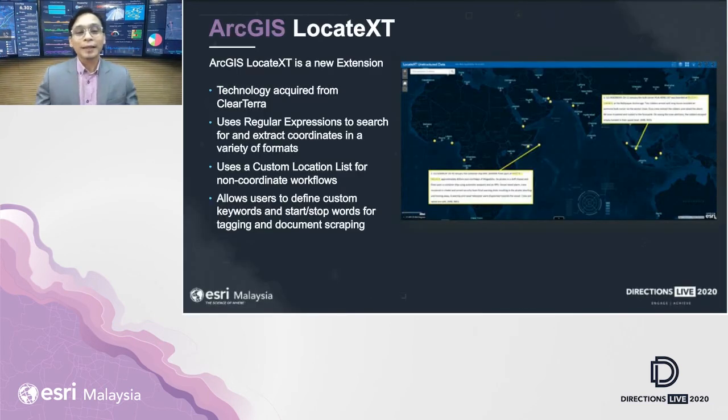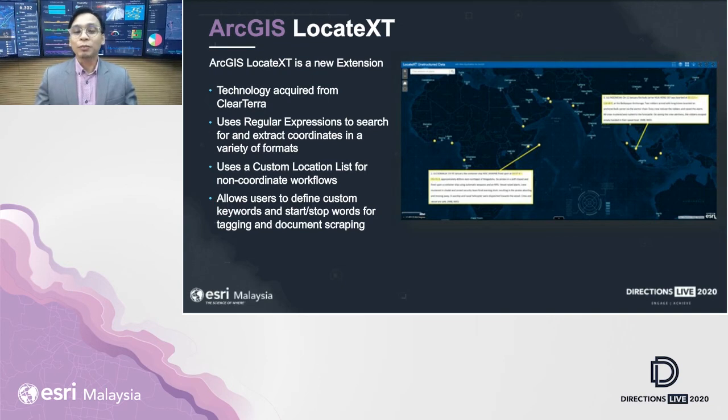ArcGIS LocateXT is an extension for ArcGIS Pro and ArcGIS Enterprise. It is running on Clearterra engines. You can discover and extract geocoordinates, user-defined place names, image geotext, dates, and other critical information from unstructured data. LocateXT identifies and extracts thousands of variations of geocoordinates from DD, DM, DMS, UTM, and MGRS.